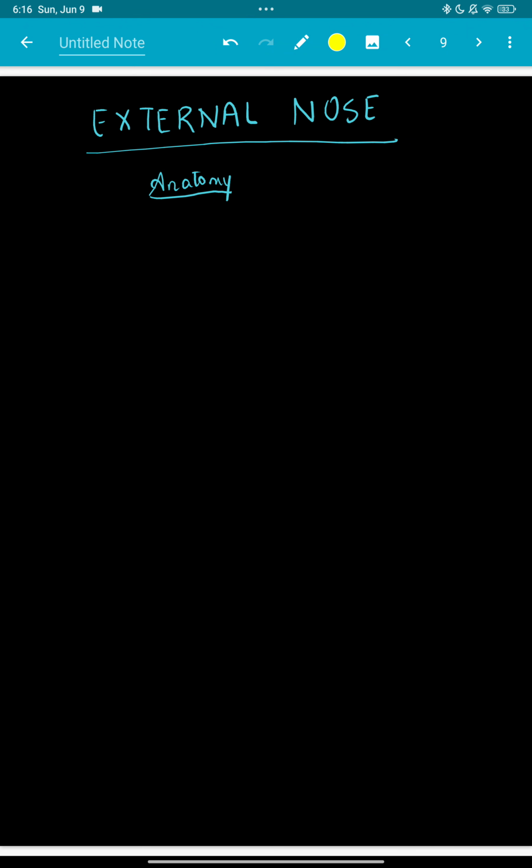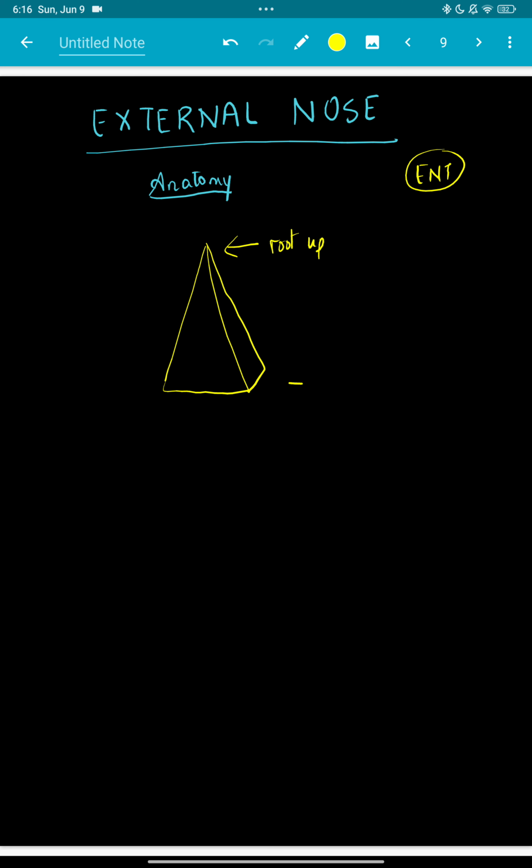So today we learn about the external nose anatomy. Only the anatomy of the external nose. This is the first part from ENT, the nose chapter from ENT. So we know that our nose is triangular in shape. It is pyramidal in shape, with its root upwards and its base directed downwards.